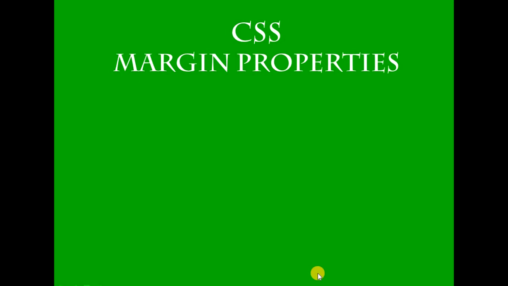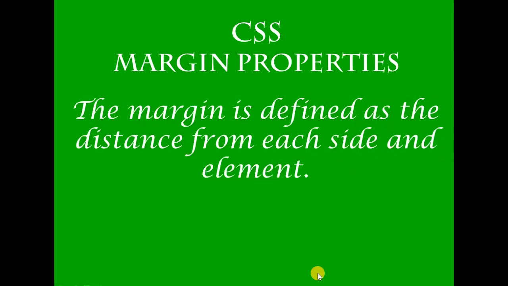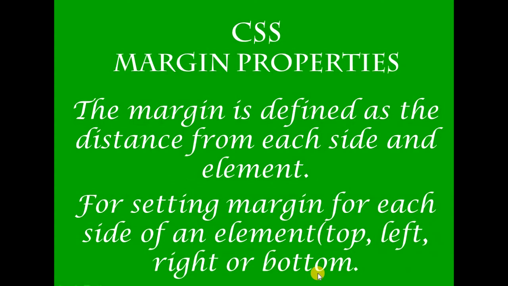CSS margin property. The margin is defined as the distance from each side of an element. It means that there is a gap between the side of the page and the element. An element means another text or picture. For setting margin, each side of an element is top, left, right and bottom. Let's see the first property of margin.